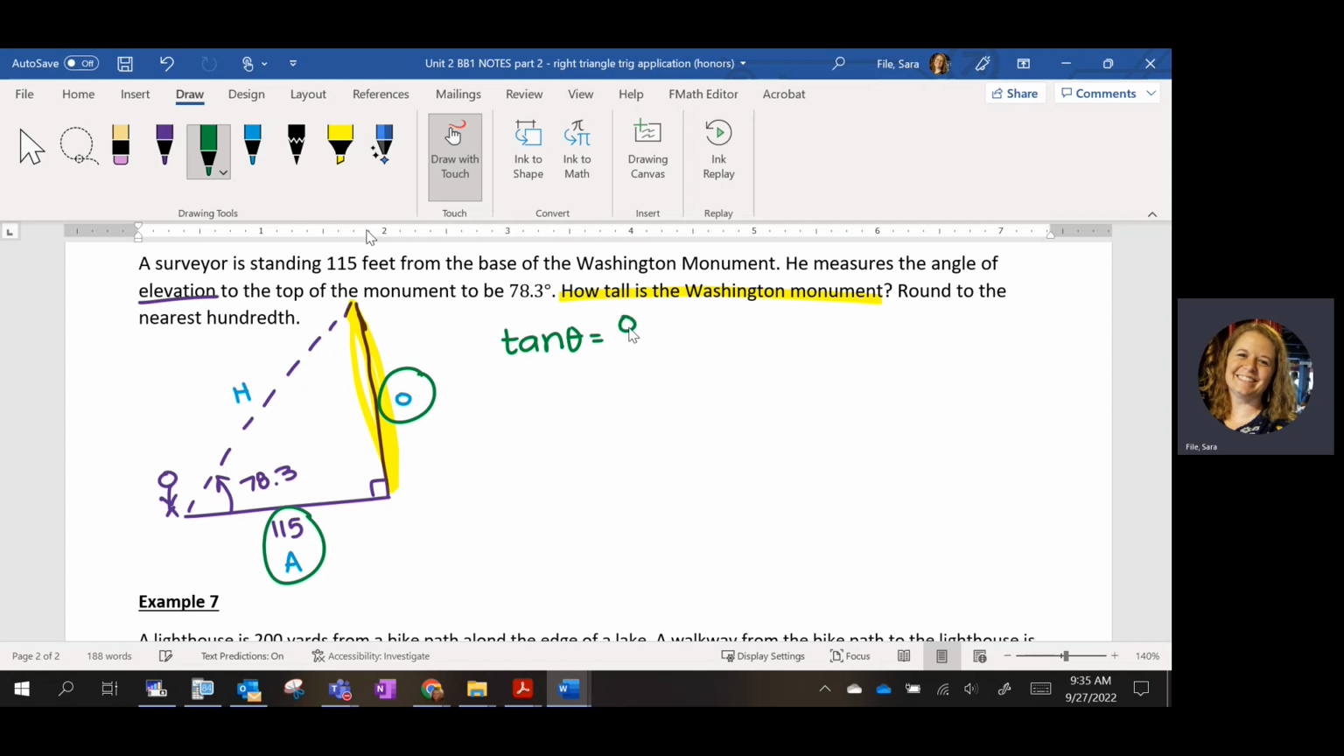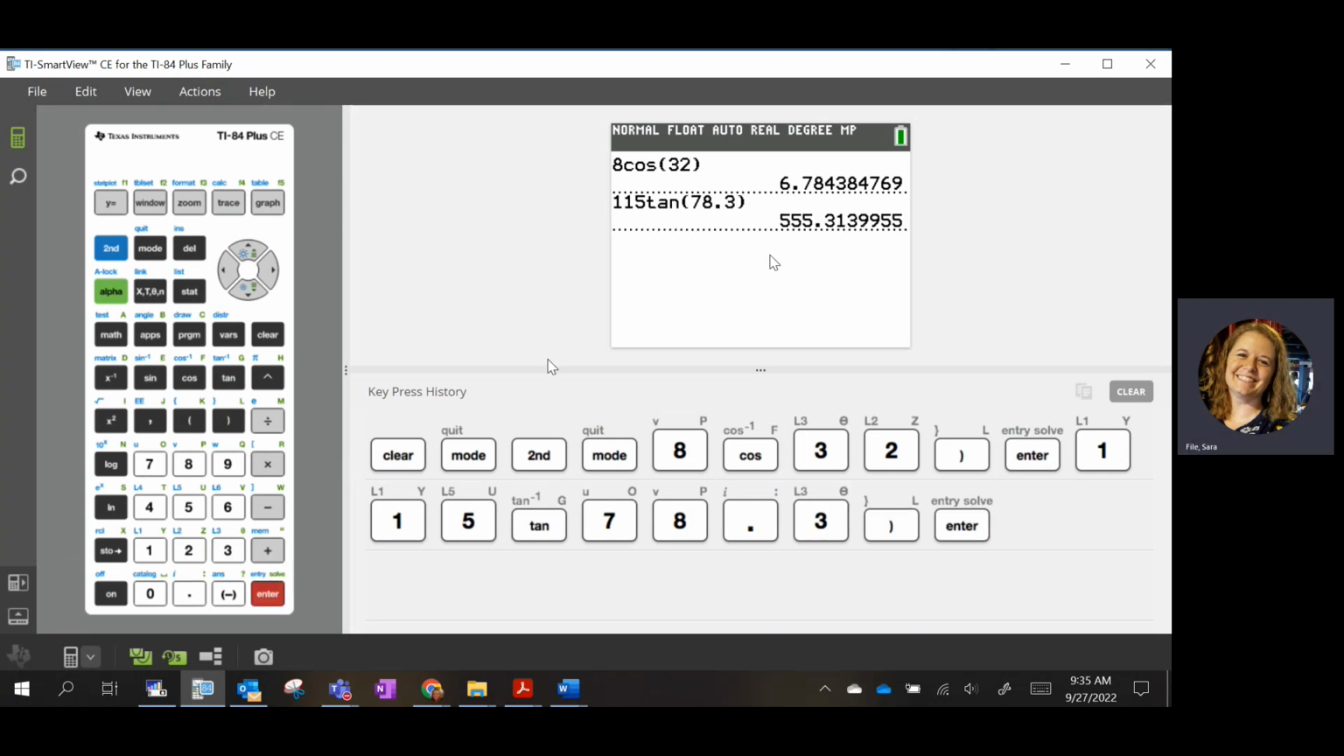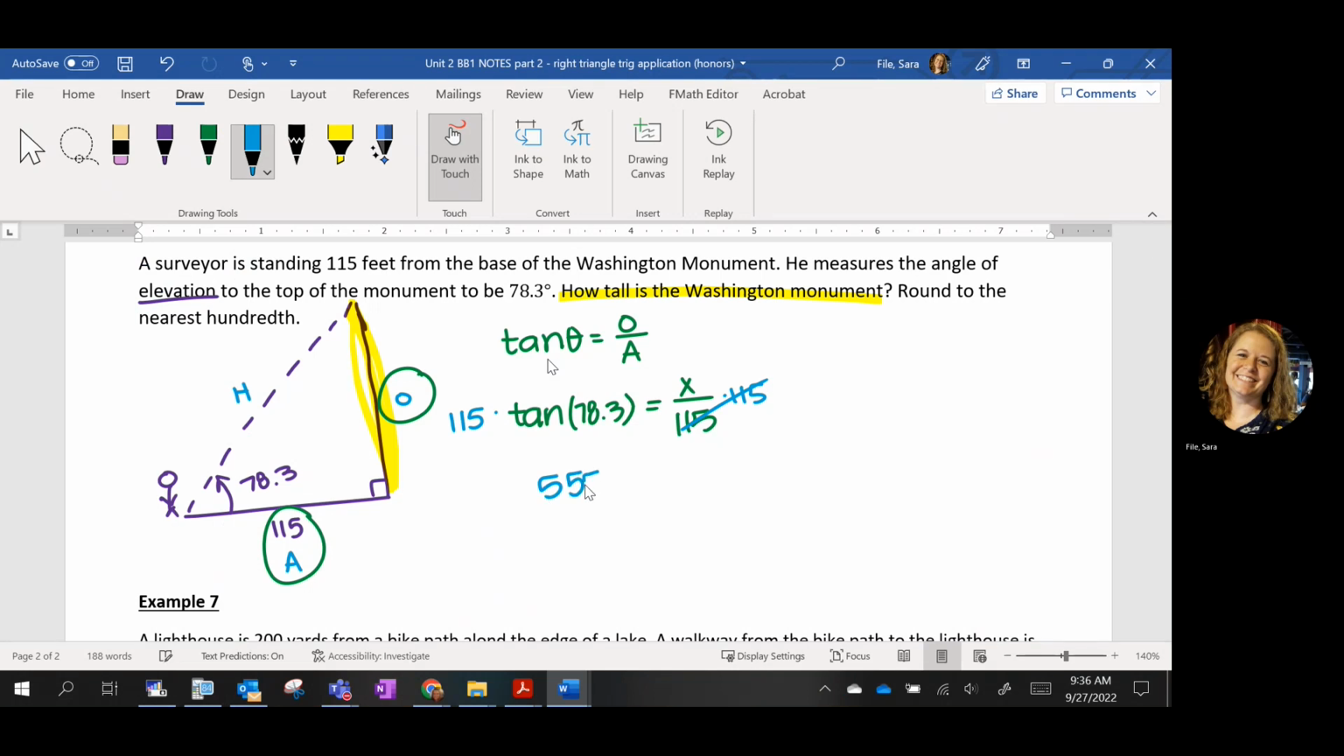So I'm going to start with the setup. And then I'm going to input my two known values, which the angle is 78.3. Opposite is unknown and adjacent is 115. So again, it's the denominator that we know. So it's the numerator that's missing. So we just get to multiply that over. So this is 115 times tangent of, I already forgot what it is, 78.3? Thank you. All right, so 555 point, and did it say what to round to? To hundredths again? Okay, so 555.31. And this was also measured in feet. And that's accurate. The Washington Monument is 555 feet tall.